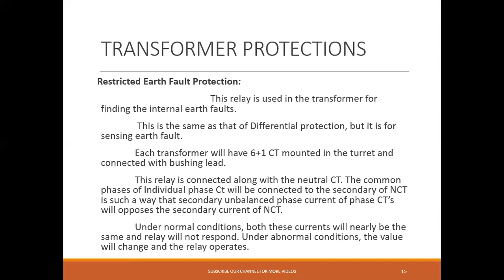The common phases of individual phase CTs will be connected to the secondary of NCT in such a way that the secondary unbalanced phase current of phase CTs will oppose the secondary current of NCT. Under normal condition, both these currents will nearly be the same and the relay will not respond. Under abnormal condition, the value will change and the relay operates.